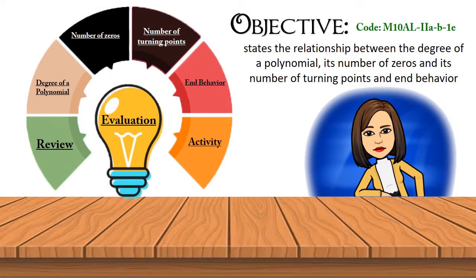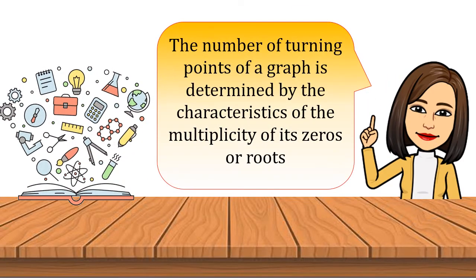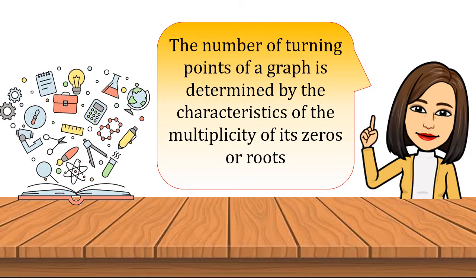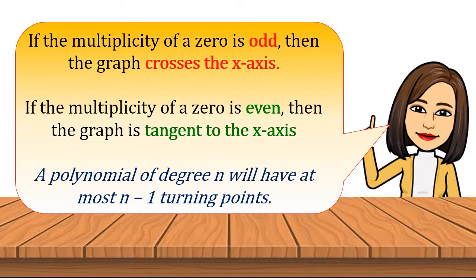Number of turning points. The number of turning points of a graph is determined by the characteristics of the multiplicity of its zeros or roots. If the multiplicity of a zero is odd, then the graph crosses the x-axis. If the multiplicity of a zero is even, then the graph is tangent to the x-axis. A polynomial of degree n will have at most n minus 1 turning points.